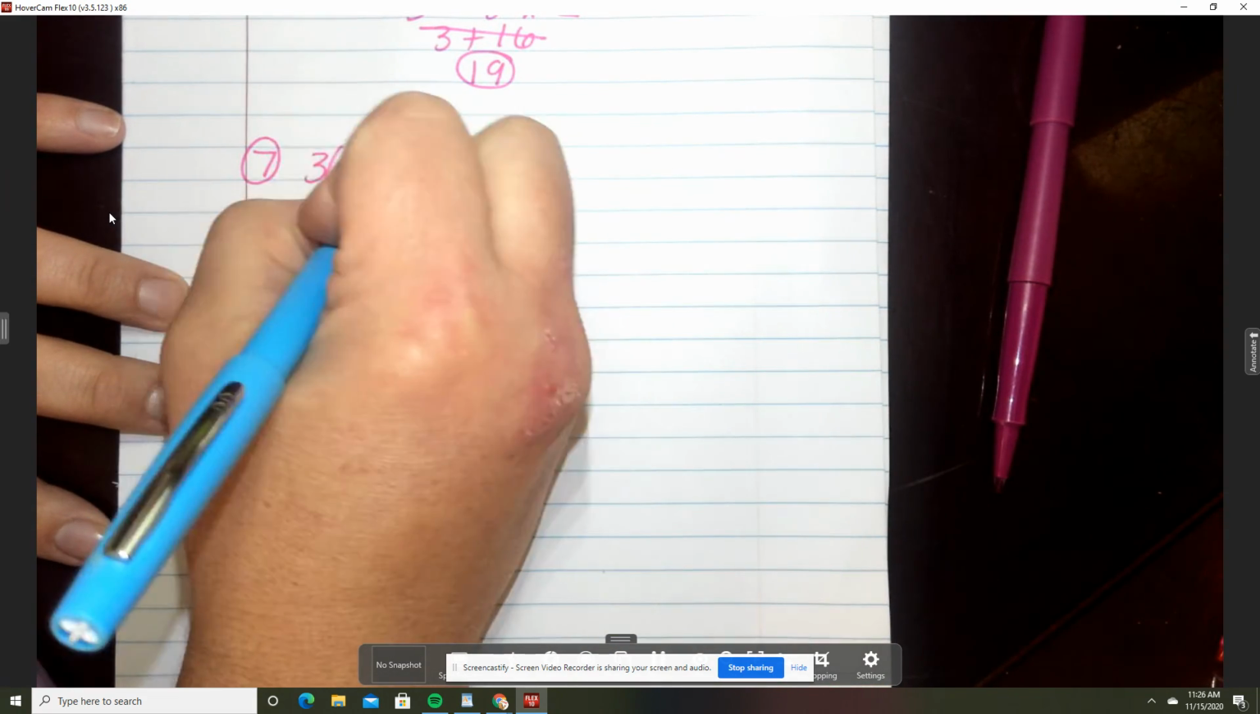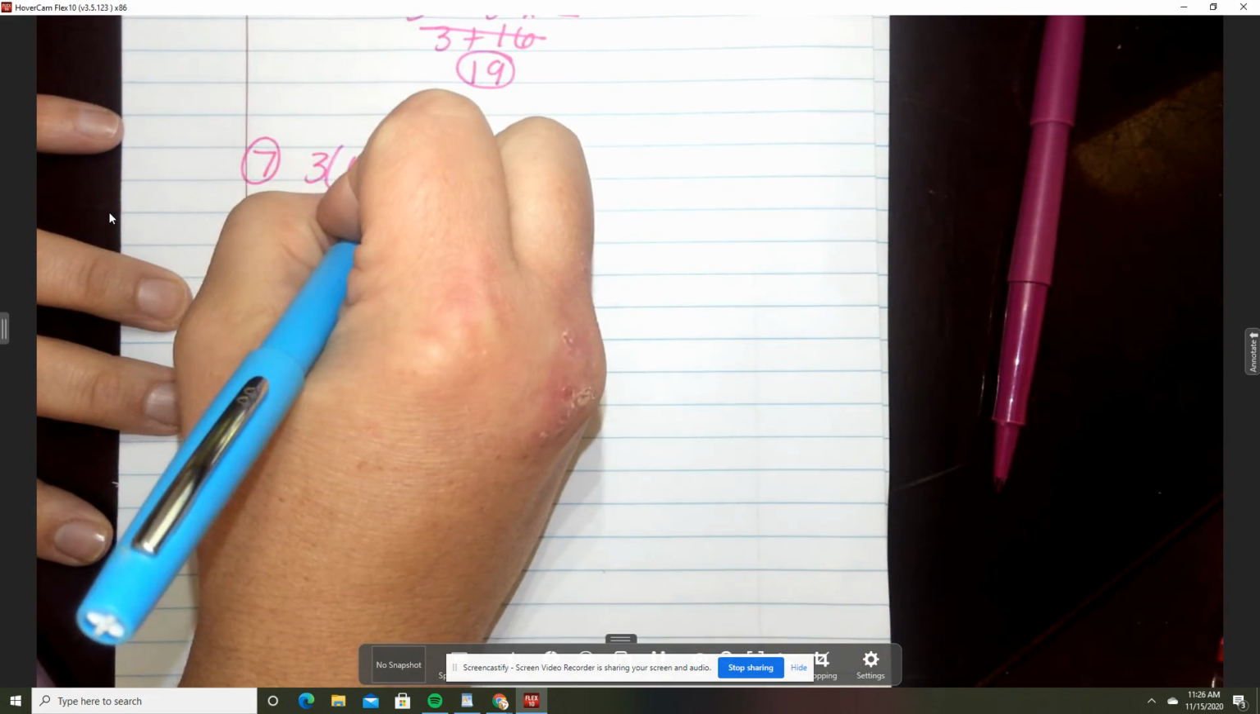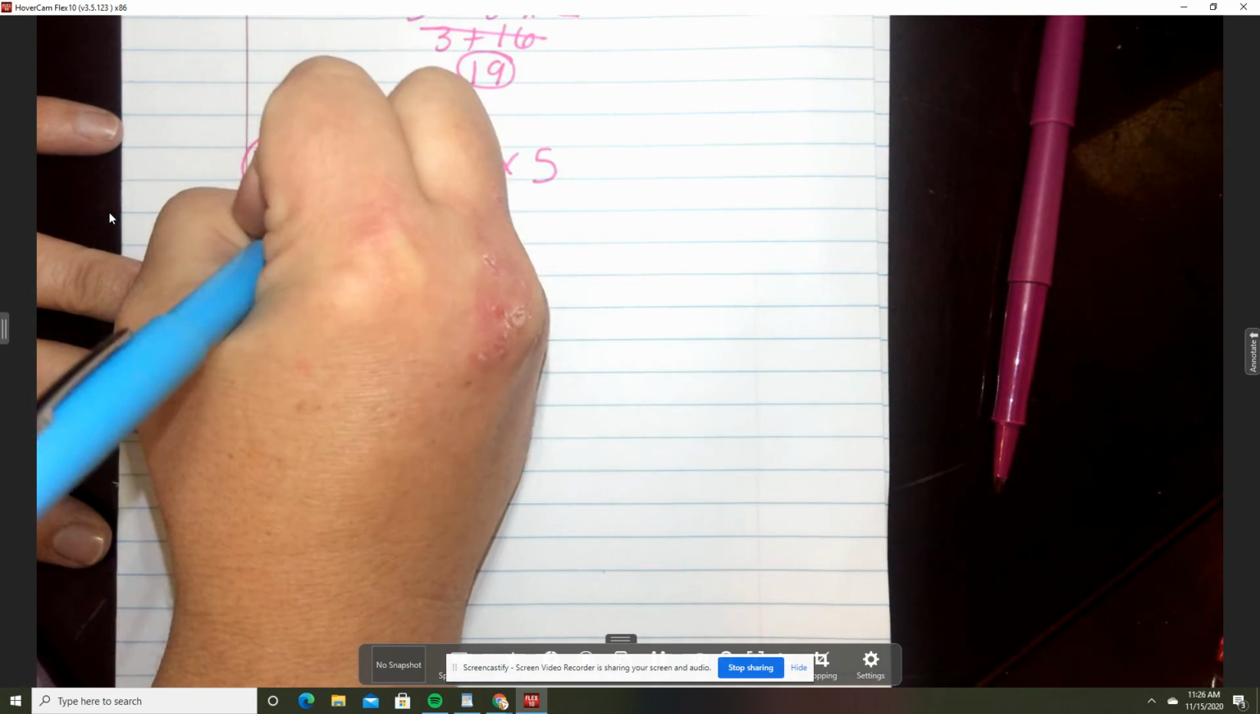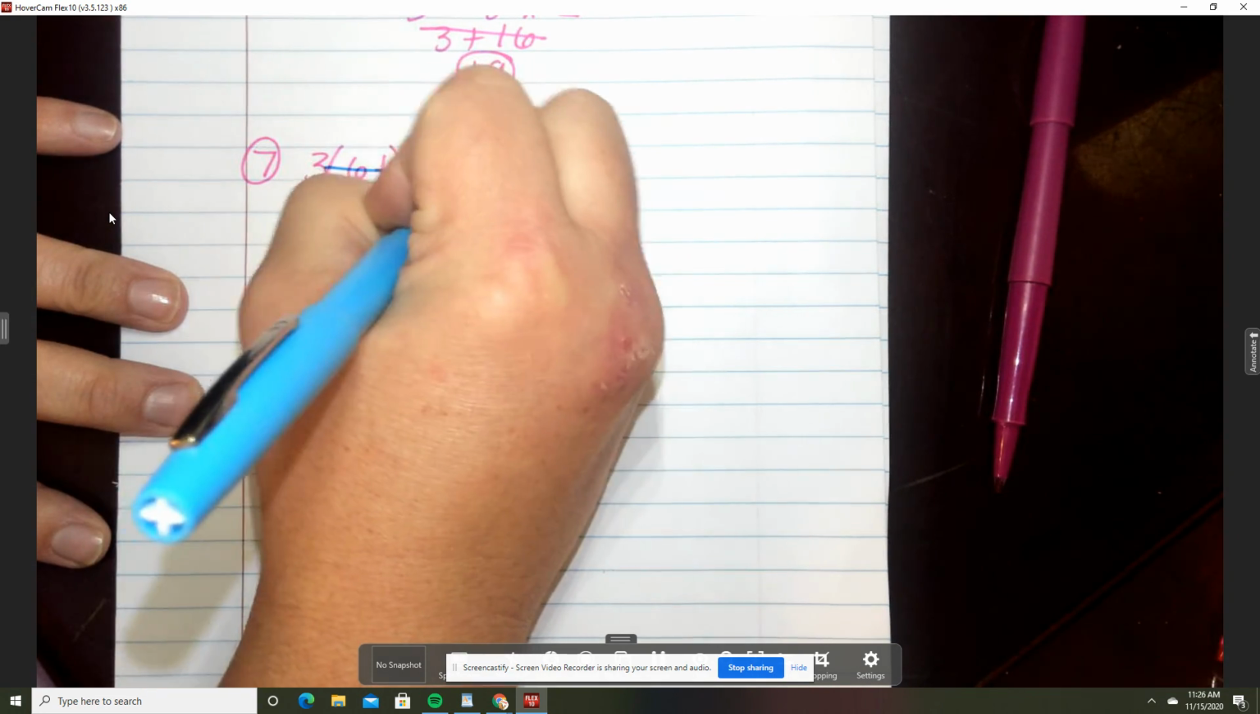Okay, so the first thing we're going to do is this parentheses, which is 6 plus 4, and that is 10. Cross that out, bring everything else down.